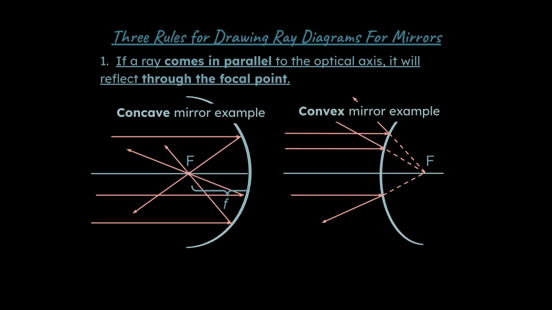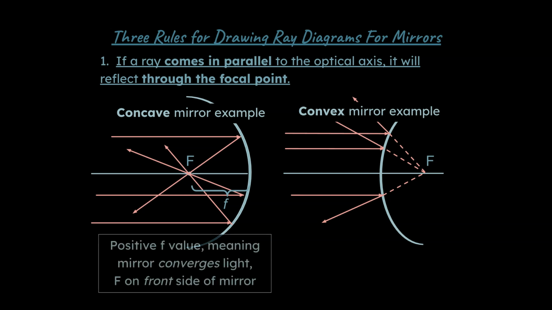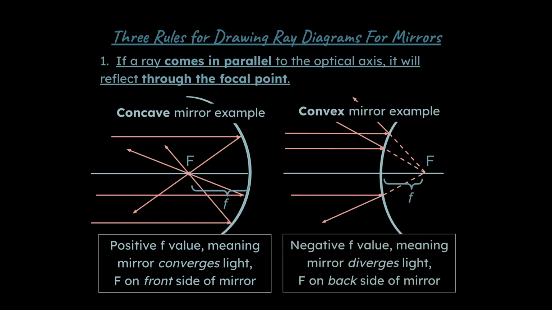I'm going to show you how to apply all 3 of these rules, but let's talk about the second rule first. Oh, before I continue, there is one thing. We're going to have a positive F value if you have converging light on the front side of the mirror. The way I think of this is just think what we would expect to have is the mirror converging rays on the front side of the mirror, and that'll be considered to be positive. And if it converges behind the mirror, you could say that means it's diverging light, and that's going to be on the back side of the mirror.